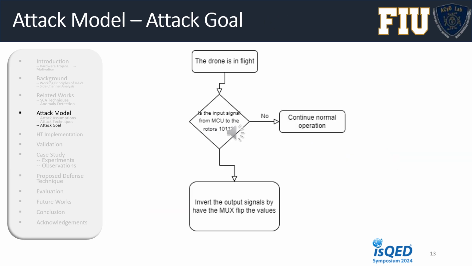So this is our attack goal. We have the drone while it's in flight, and we have our hardware Trojan. The hardware Trojan is going to check whether or not the signal from the main controller unit, in this case the flight controller, to the rotors would be 1011. If it is, then we would invert the output signals and have a multiplexer flip the values. If not, we would just continue normal operation.